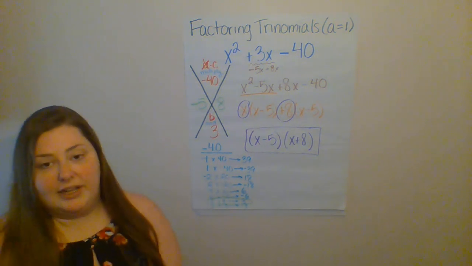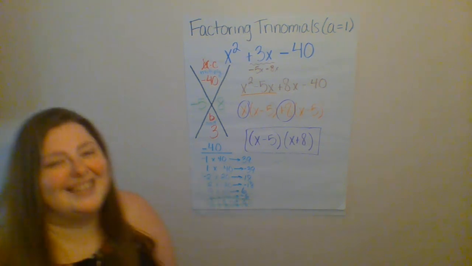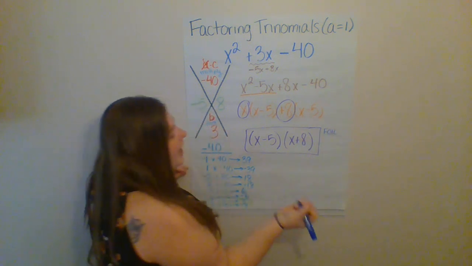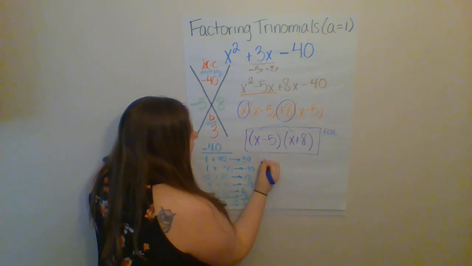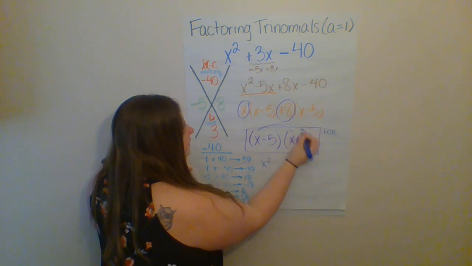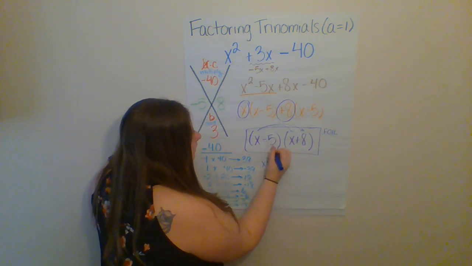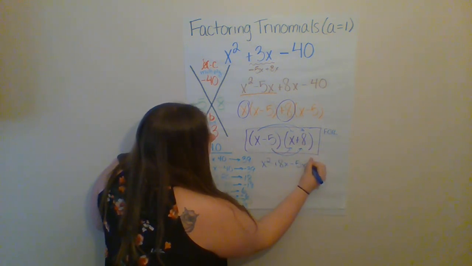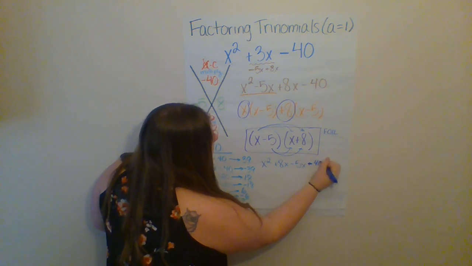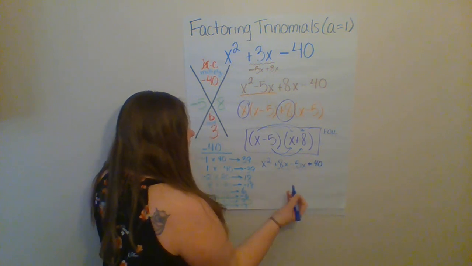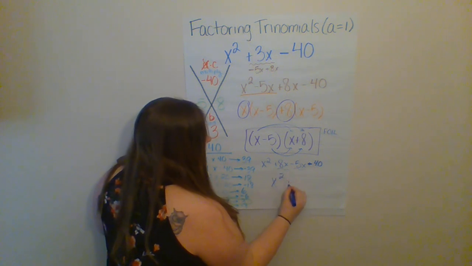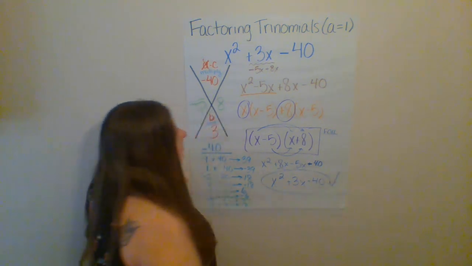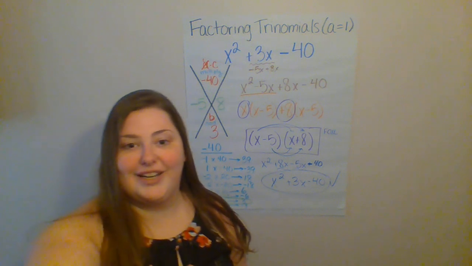And we can check this by FOILing. So let's check it. FOIL is first, outer, inner, last. X times x is x squared. X times 8 is 8x. Negative 5 times x is negative 5x. Negative 5 times 8 is negative 40. We can combine that 8x and negative 5x to be x squared plus 3x minus 40, which matches our original problem. So we're good.